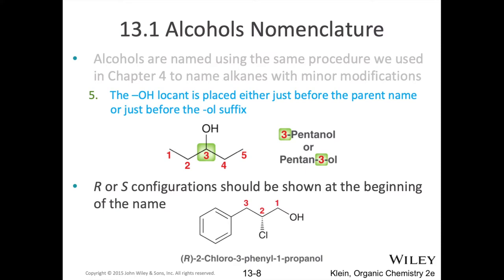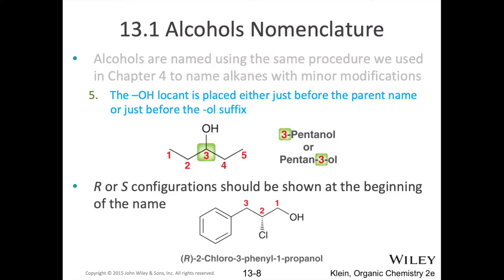Now, in terms of assigning those locants, because alcohols aren't stuck to the beginning of a chain, you do have to assign a locant. They can be anywhere in the chain. An exception to this would be ethanol. With ethanol or methanol, your alcohol group has to be at the number 1 carbon. Once you get to 3 carbons or more, you need to assign a locant to your alcohol group.